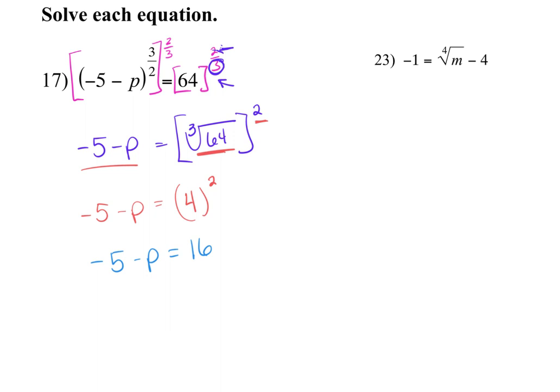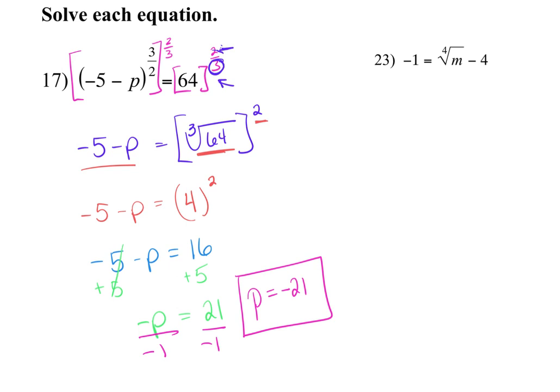And then I have a really basic algebra equation to solve. I'm going to add my 5 over. I have negative p equals 21. And I'm going to divide both sides by negative 1. So p here will equal negative 21.